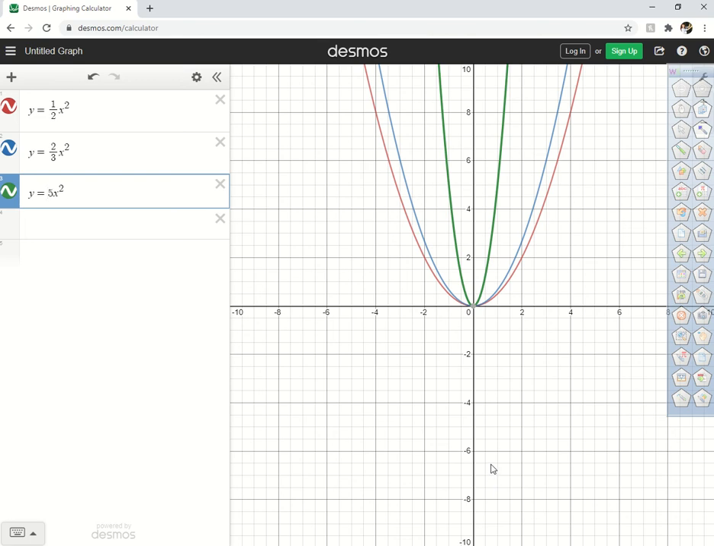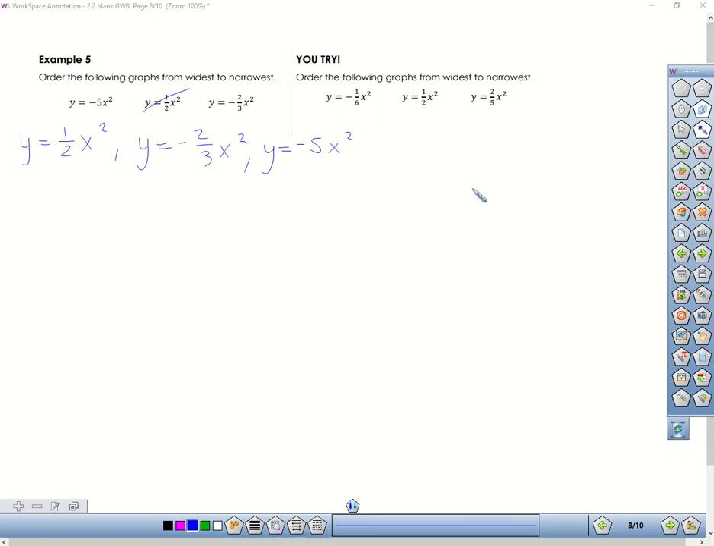Yes? No, the wider it is, the closer it is to 0. The more narrow it is, the further that number is from 0. You guys see what I'm saying? Okay. So I'll leave that one for you guys to try.